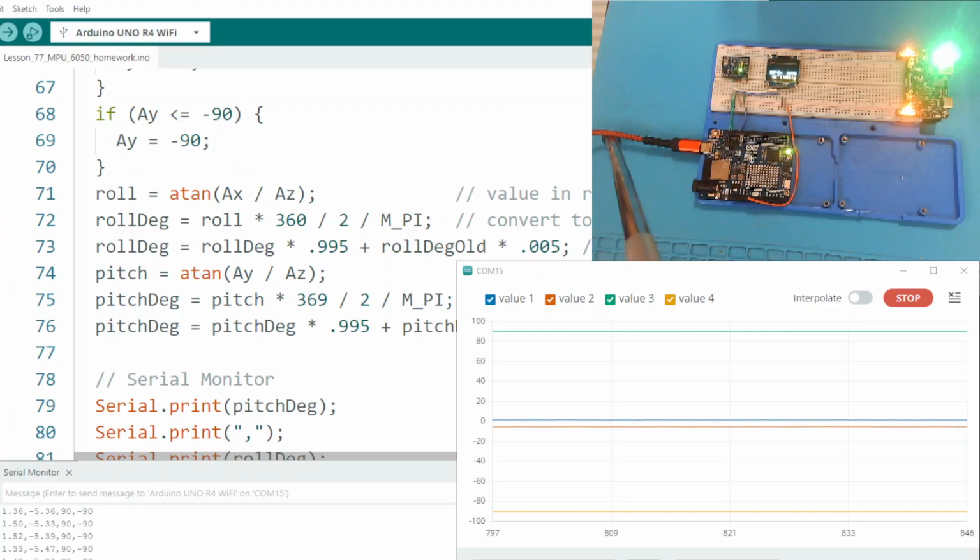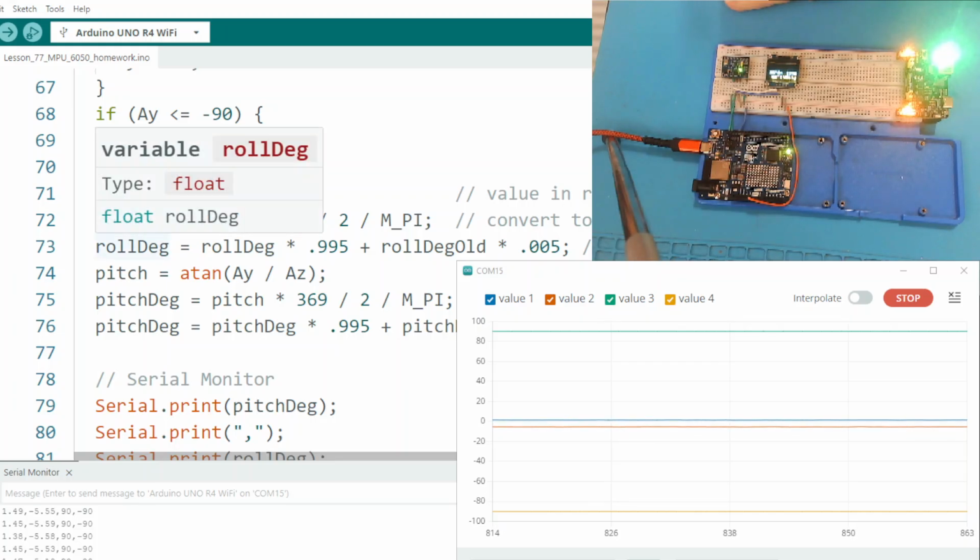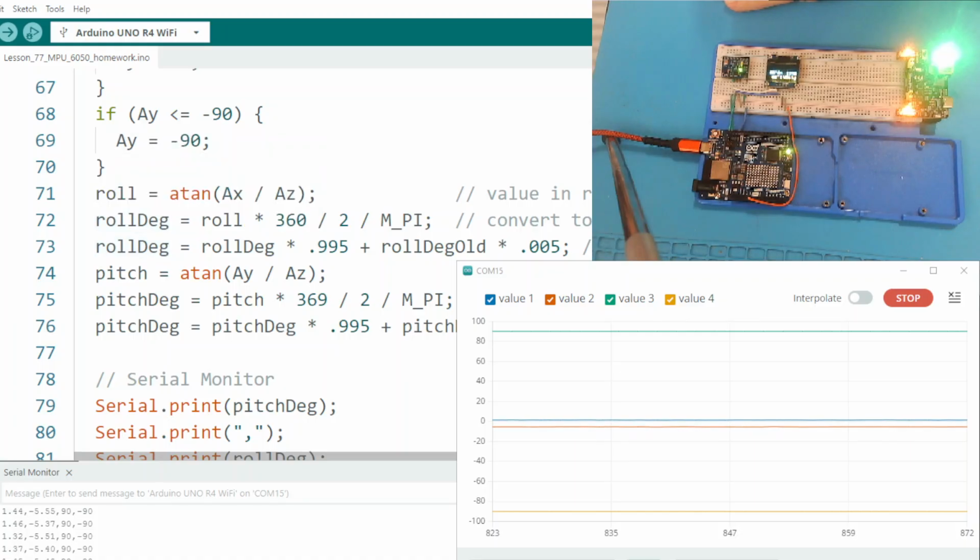Okay, now what I do from that point is it's pretty ratty information coming out of this thing. So I take roll degree equals roll degree times 0.995 plus roll degree old times 0.005. This gives you a low pass filter so that you put more emphasis on the old value versus the new value.